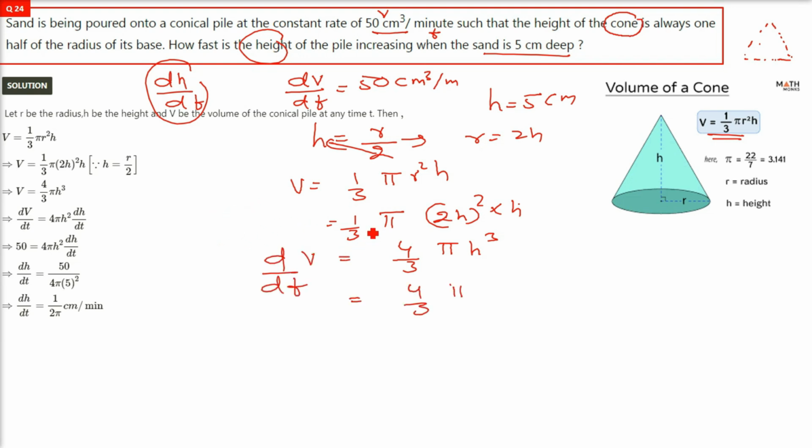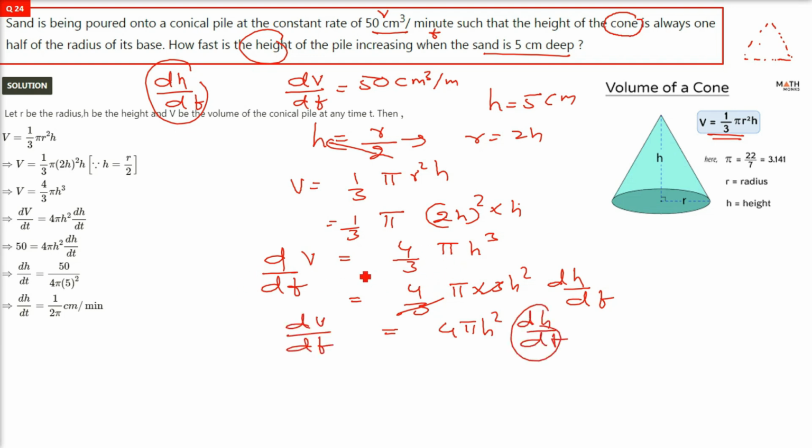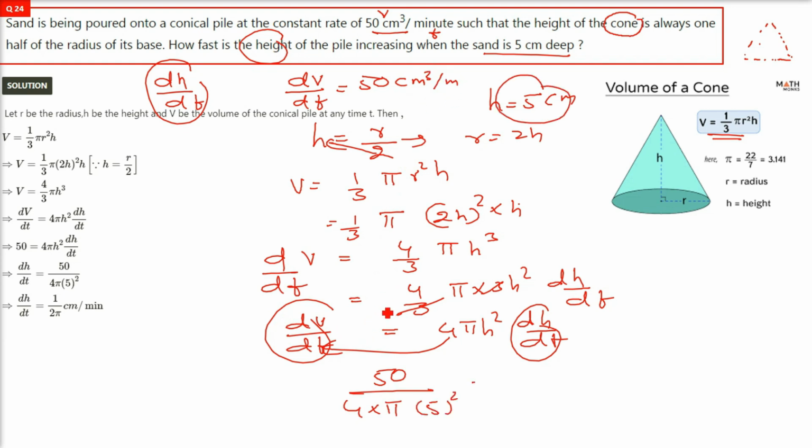So when you differentiate this and put dH by dt on one side and other things on the right hand side, because height is already known to us, which is 5. Radius we don't need because we already know the relationship between radius and height. So you will have to put in place of dV by dt 50. 4 pi will already be there, and in place of H just 5 square. So this is dH by dt. This is going to be 1 by 2 pi centimeter per minute.